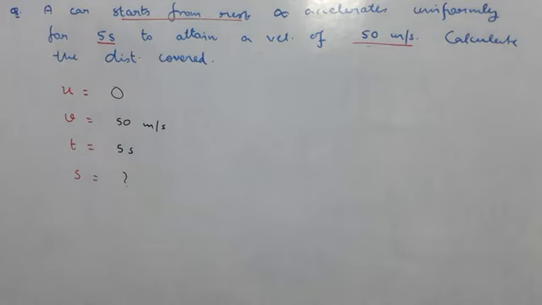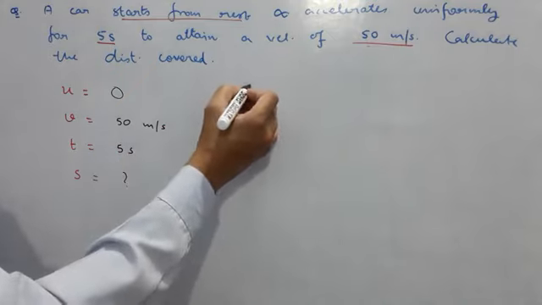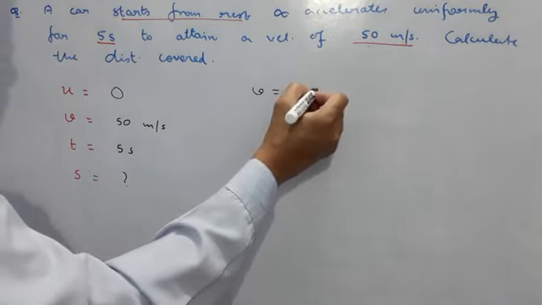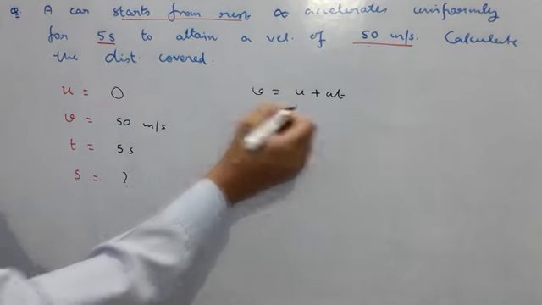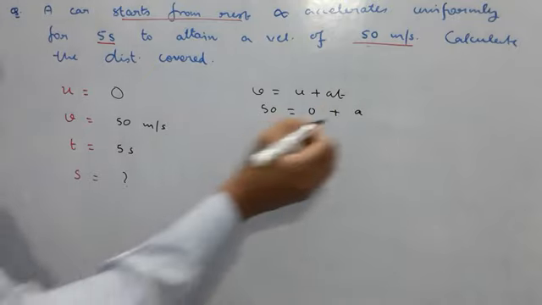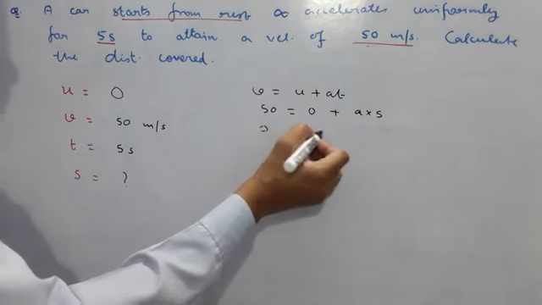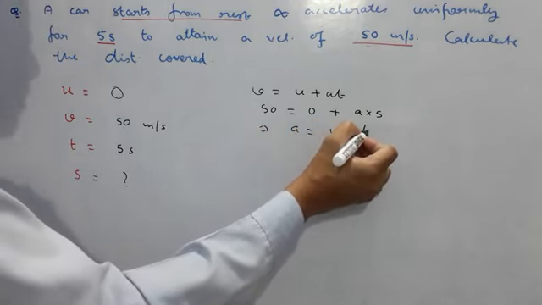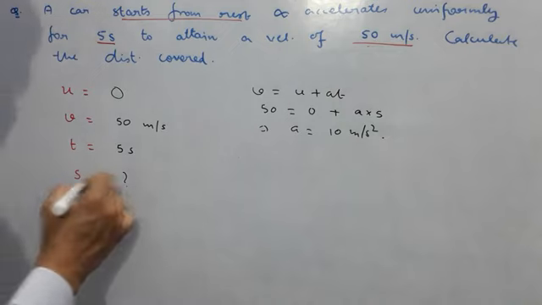First, like the previous question, we'll first find acceleration. First step will be to use this relation, v is equal to u plus at. So our v is 50, u is 0, a we have to find, t is 5. So 5a is 50, so this implies a will be 50 by 5, that is 10 meters per second square.